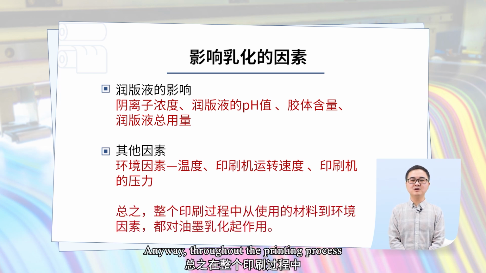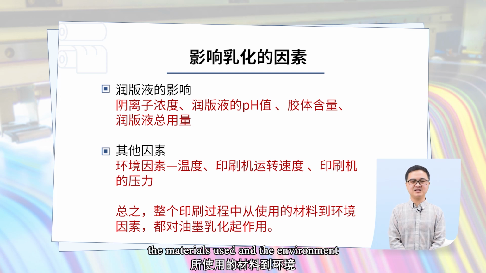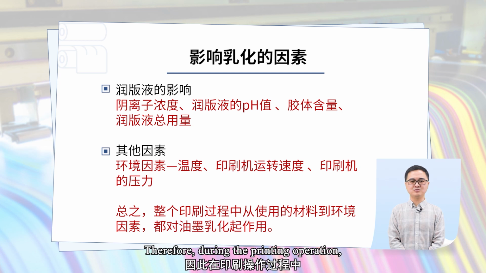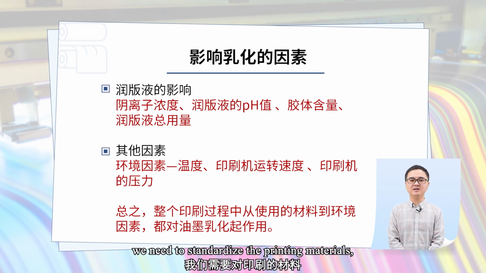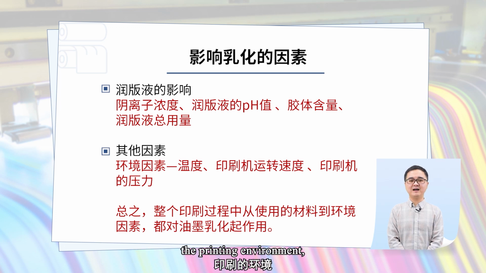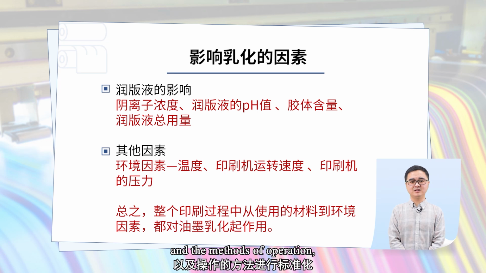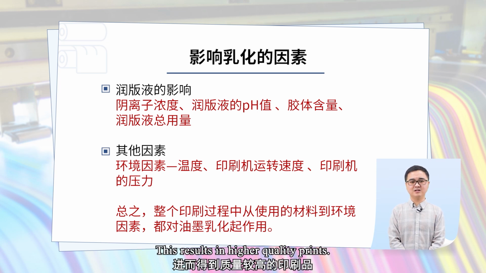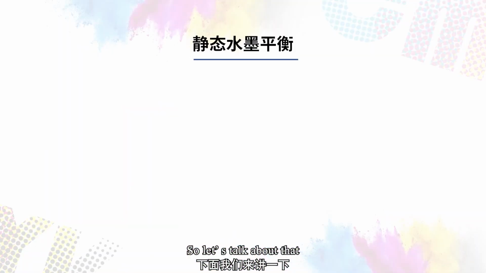Anyway, throughout the printing process, the materials used and the environment all play a certain role in the emulsification of ink. Therefore, during the printing operation, we need to standardize the printing materials, the printing environment, and the methods of operation, making the emulsification of the ink stable. This results in higher quality prints. So let's talk about that.